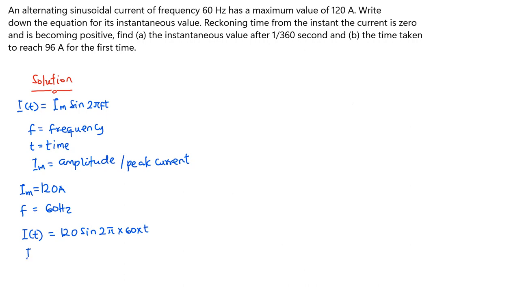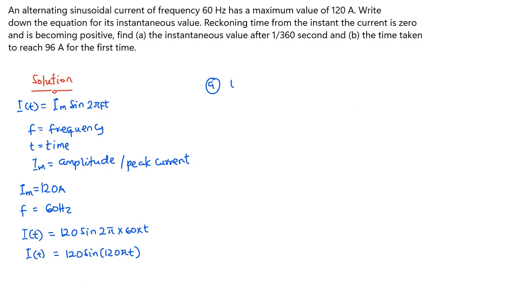So you are going to have the instantaneous value to be equal to 120 sine of 2 multiplying 60 to give us 120. So you're going to have sine of 120 pi t. So this will be the equation for the instantaneous value. So now let's go back to the question. It says that A, we should find the instantaneous value after a time of 1 over 360 seconds. So let's look at how you are going to do this.